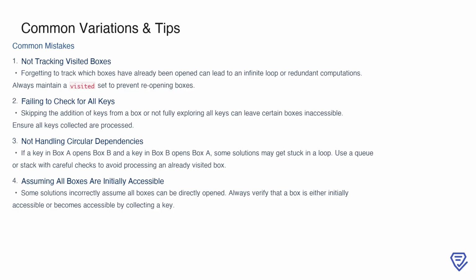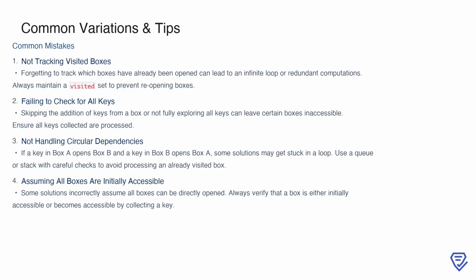leading to incorrect results. Another important consideration is handling circular dependencies. For example, if box A contains a key to box B and box B contains a key to box A, some solutions might get stuck repeatedly processing these boxes. Using a queue or stack with careful checks can help you avoid revisiting already processed boxes.